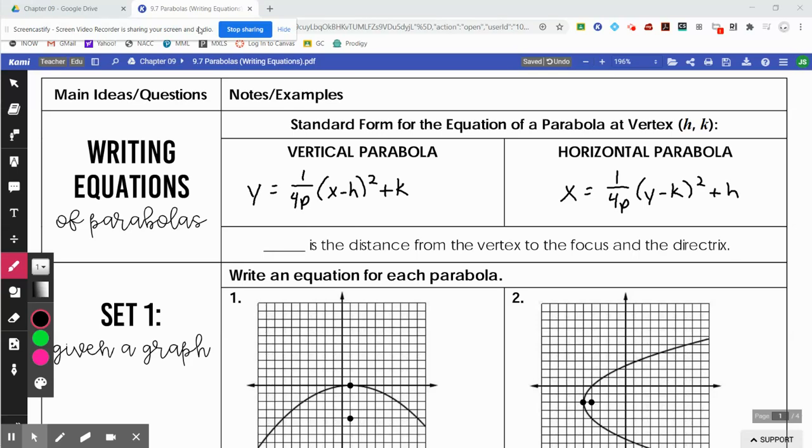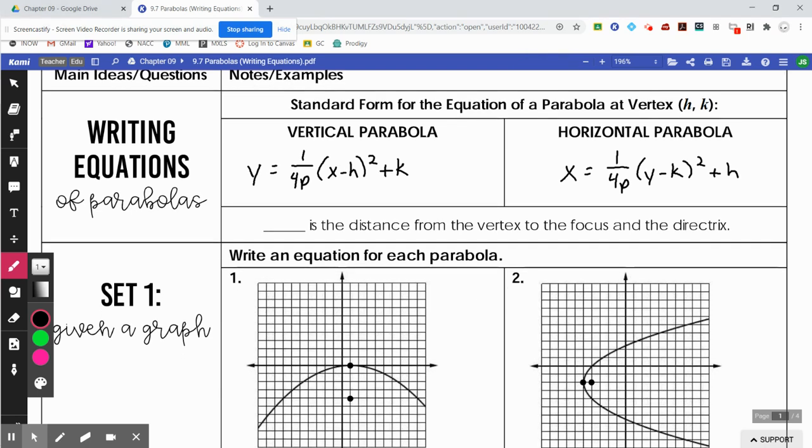In this video, we're going to be working our parabola problems again backwards. We're going to be talking about the equations and writing equations of these parabolas. The standard form of the equations of the parabola with the vertex at (h, k).